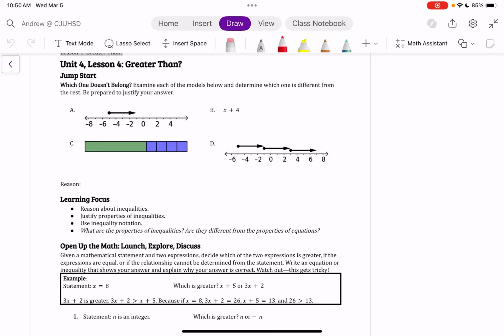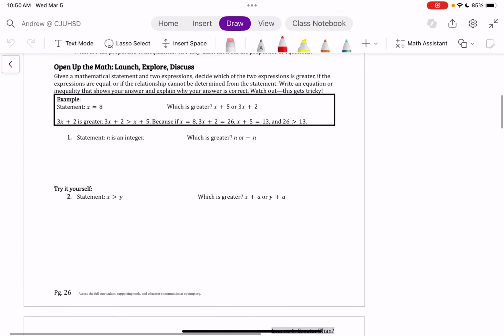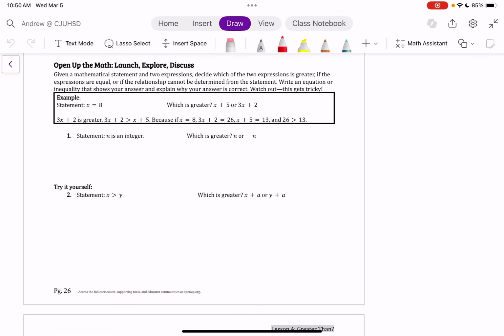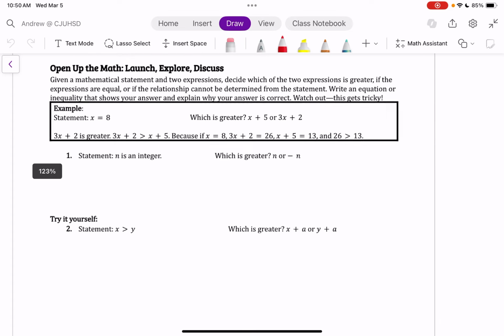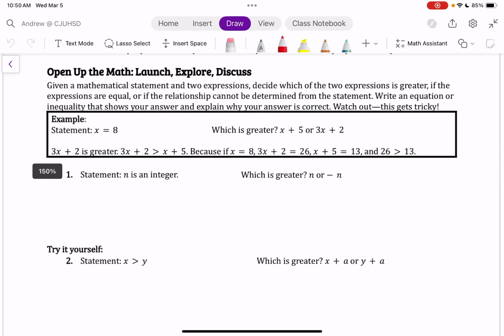Unit 4, Lesson 4, greater than. We started right with the Launch Explorer discussed today, and we're working with our inequalities.